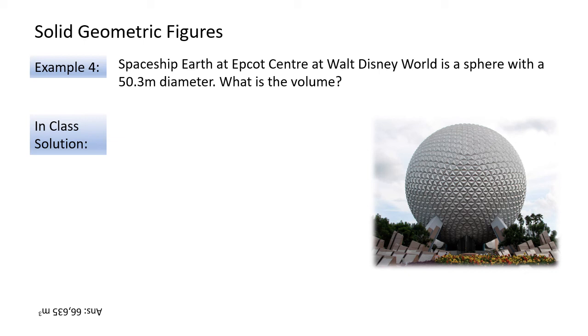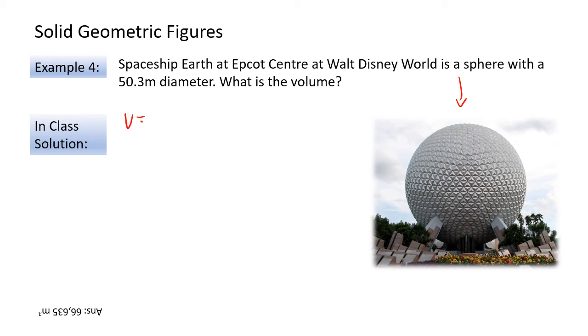The spaceship Earth at Epcot Center at Walt Disney World is a sphere with a 50.3 meter diameter. What is the volume? So what the question is asking is volume. This picture on the right is actually that spaceship Earth sphere at Epcot Center. If any of you have been there, it's pretty large in person. It's been a while since I've been there.